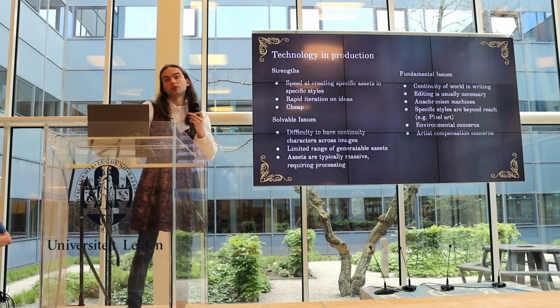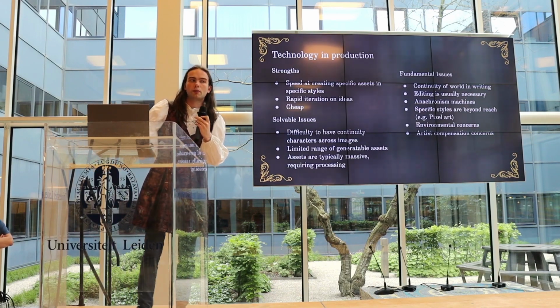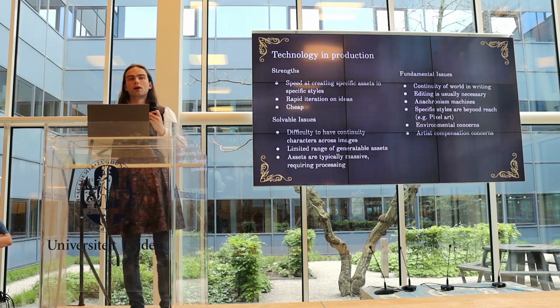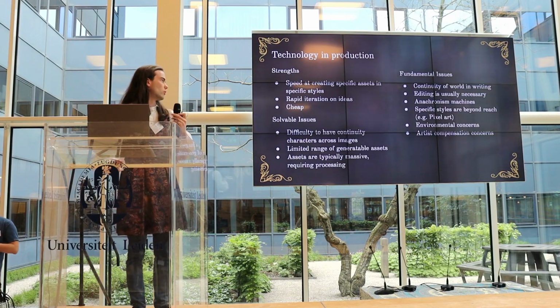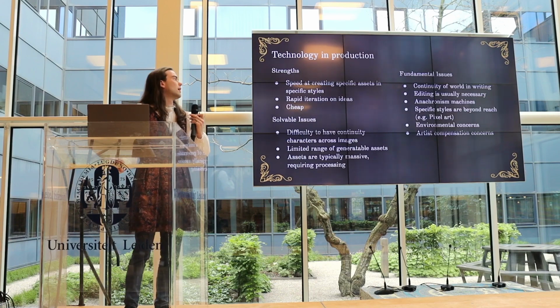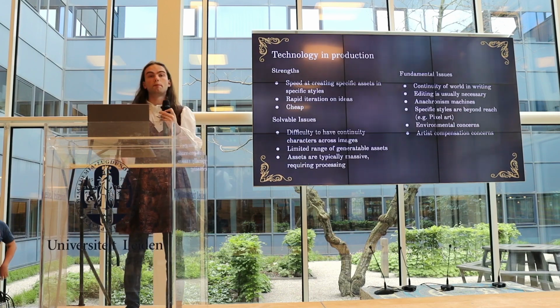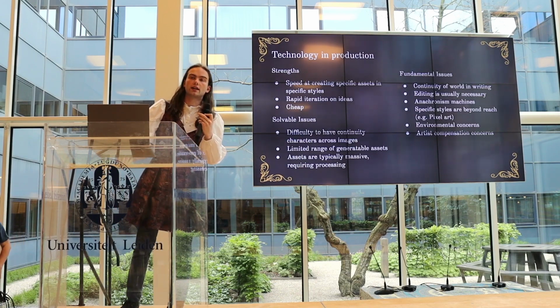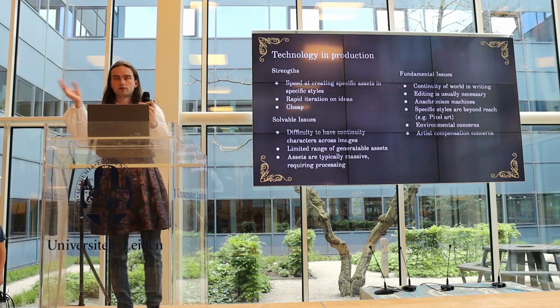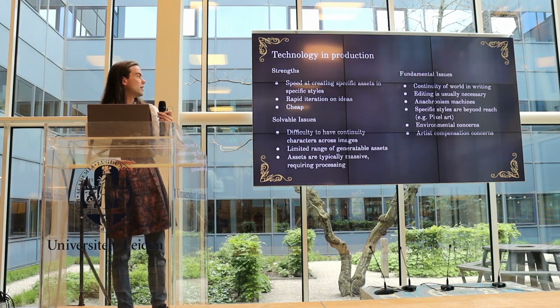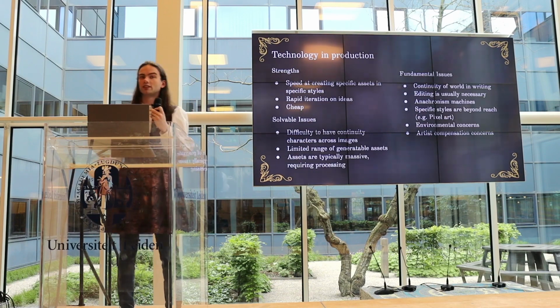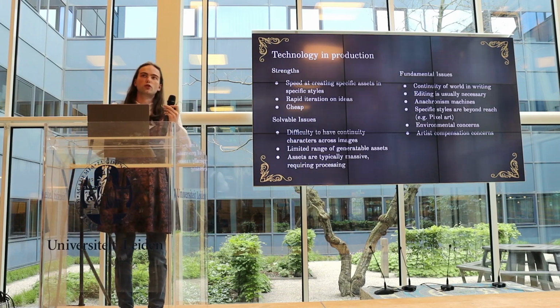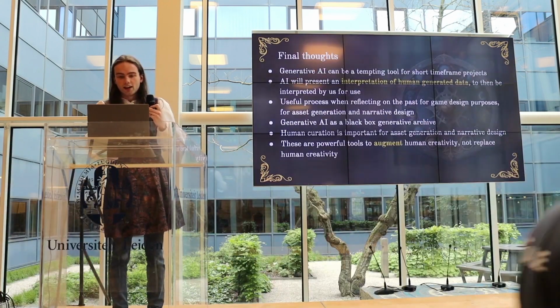They are also anachronism machines. Depending on your historical expertise, you'll pick up more or fewer anachronisms that it's put in there. You'll be conscious or not conscious of some of them. Specific styles are beyond their reach. Generative AI cannot do pixel art because of specifics of the generation, which I can talk about later. There are also significant environmental concerns and artist compensation concerns because it involves not paying people and stealing their art.